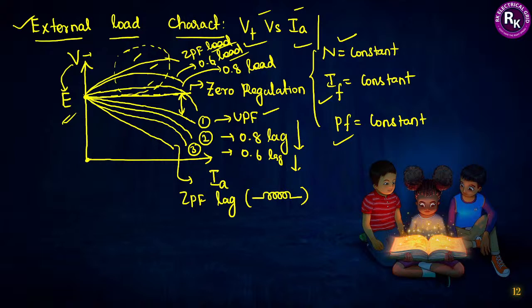So some theoretical questions will be formed. When the alternator output voltage, the terminal voltage, becomes higher than the value of induced voltage, it can be possible only at a leading power factor. Understood? Yes. So this is the complete external characteristics of the alternator. I hope you all understood how to do this.